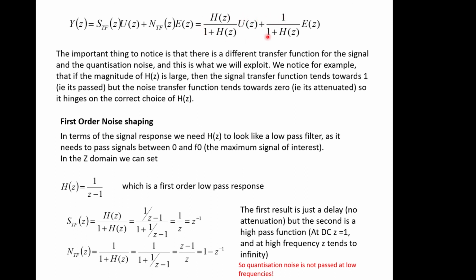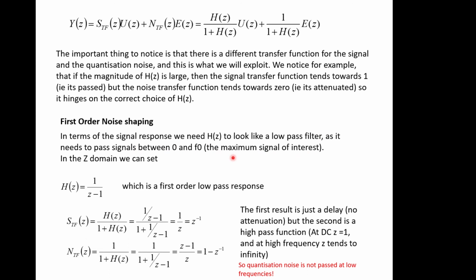This becomes very small, and it doesn't matter what the noise is, it's multiplied by a very small number, so it gets smaller. So it's a way of trying to separate out the noise and the signal, which is quite good, and it all hinges on the correct choice of hz. So in terms of signal response, we need hz to look like a low pass filter, because it needs to pass signals between 0 and a certain frequency, the maximum signal of interest.